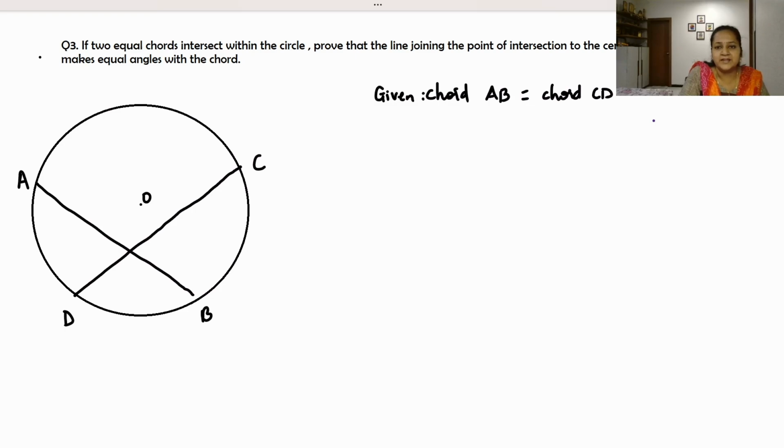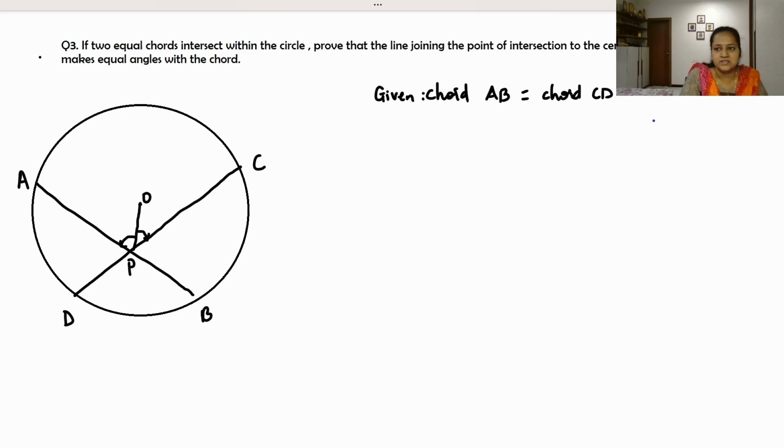We have to prove that the line joining the point of intersection. Now, which is the point of intersection? Say P. The line joining the point of intersection to the center of the circle, OP, makes equal angles with the chord. This OP makes angle OPA with the chord AB and OPC with the chord CD. We want to prove that these two angles are equal.